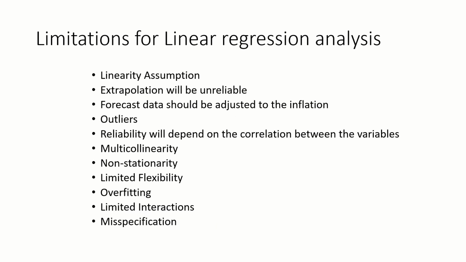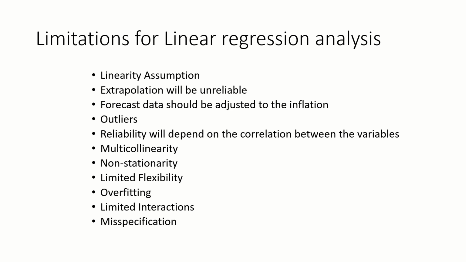Now let's talk about the limitations for linear regression analysis. Linearity assumption. Linear regression assumes a linear relationship between independent and dependent variables, which may not always hold in real-world data. Extrapolation will be unreliable, since the linear regression analysis forecasts within the given range. Extrapolation data will be unreliable. Only the interpolation data will be reliable to use based on the given assumptions.